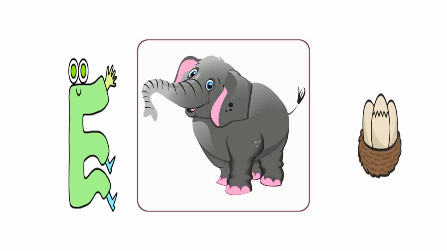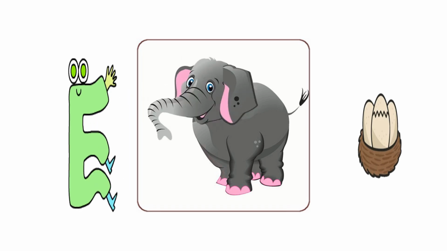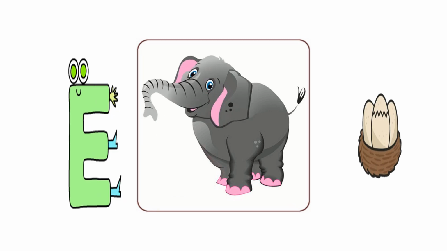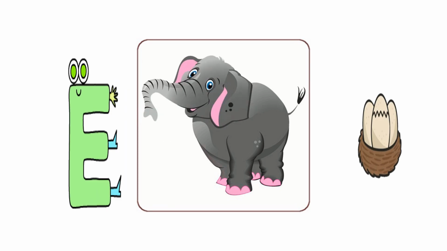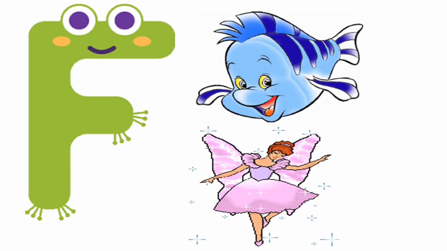E says A. E says A. A, A, elephant. A, A, eggs. So in all these words, which sound is coming? A. Next letter is F.